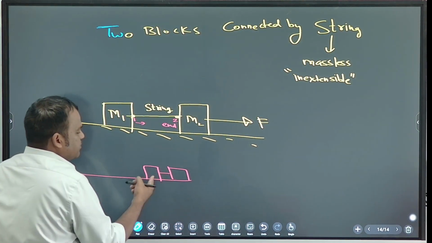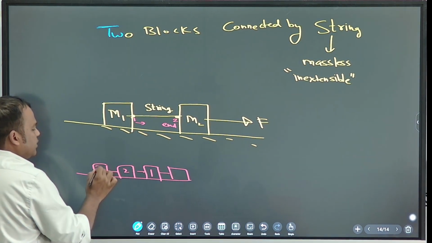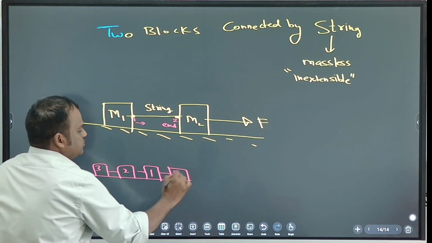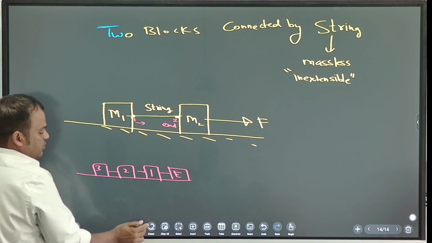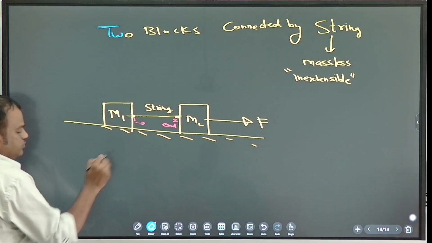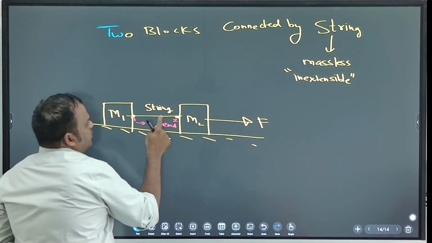Engine is pulling next bogie. That first bogie is pulling second bogie. Second bogie is pulling third bogie. Correct? These are connected. Whole train is going like this. So now you see string.